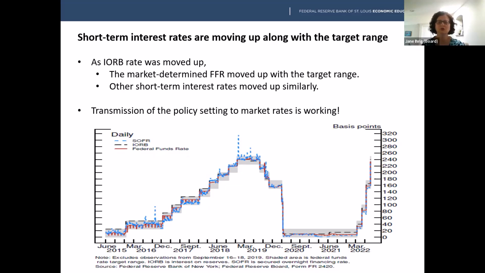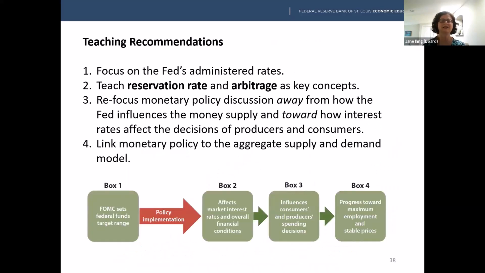And you can see the blue rate is moving along with the Fed funds rate. So the point is, even though the Fed targets the federal funds rate, other short-term interest rates move along because of the arbitrage and reservation rate and interaction across markets with many of the same institutions. Okay. So with that, I'd like to pass it back to Scott and talking about how you want to teach this in your classroom. Thanks, Jane.